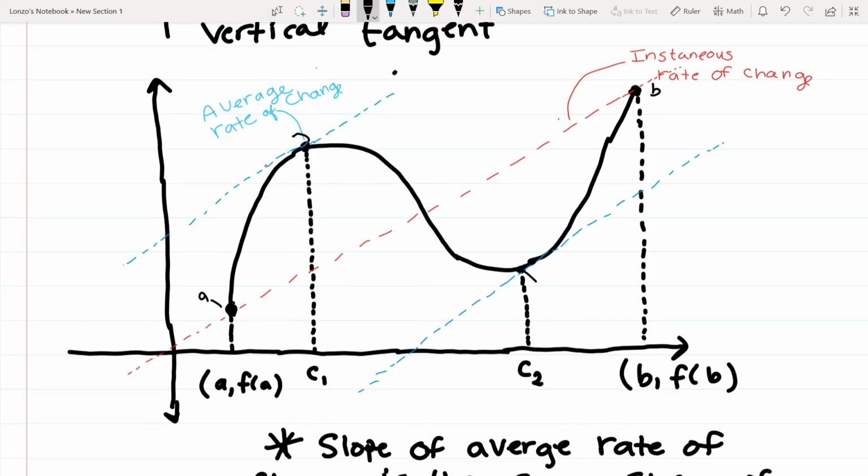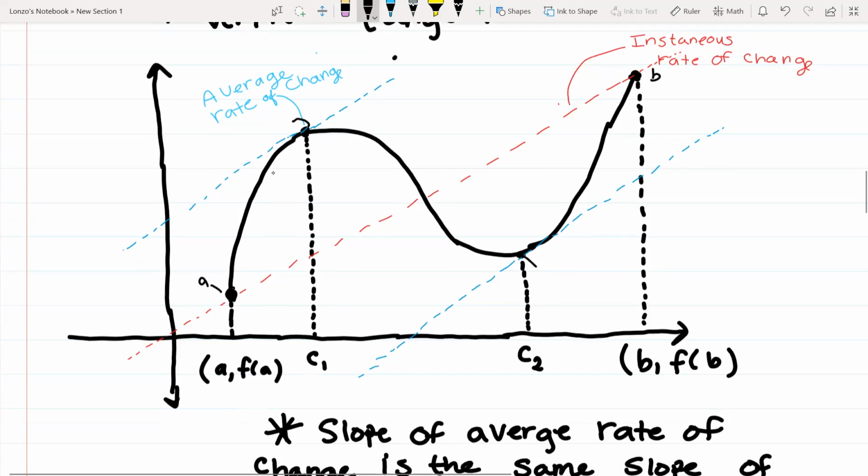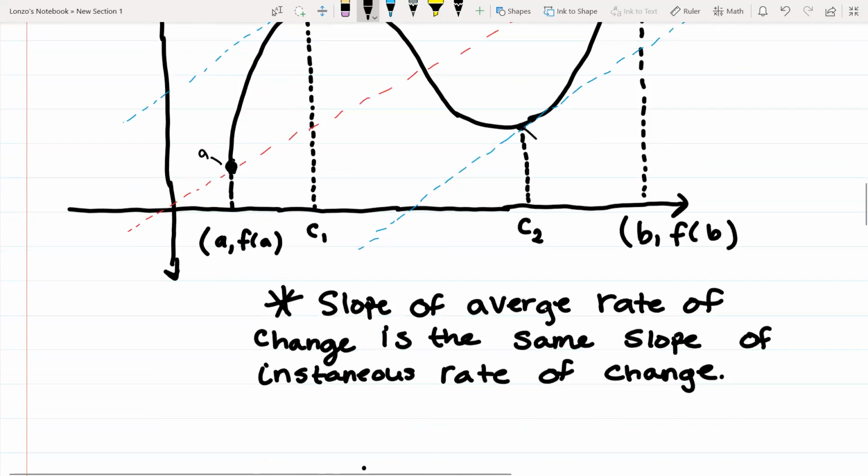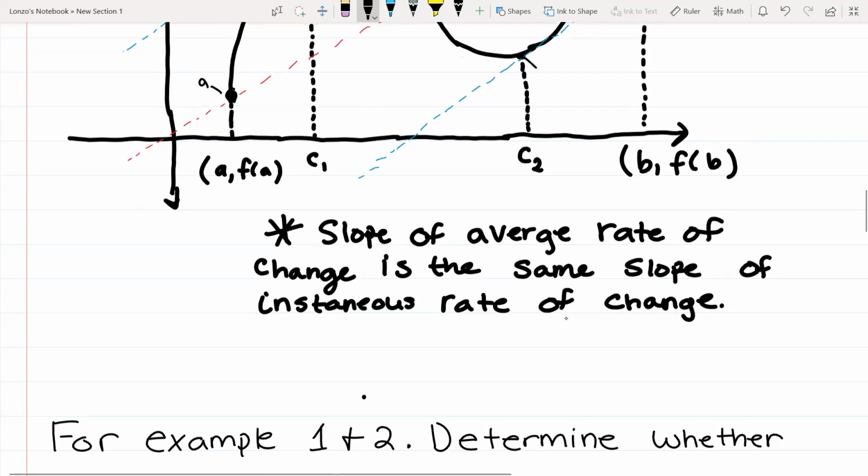So you have a graph, you have 2 points, A and B. There is a point between A and B such that at that point, C1 has the same slope. C1 and C2 have the same slope as the instantaneous rate of change. So the slope of the average rate of change is the same as the slope of the instantaneous rate of change. Okay, so I think we need to do an example to explain.